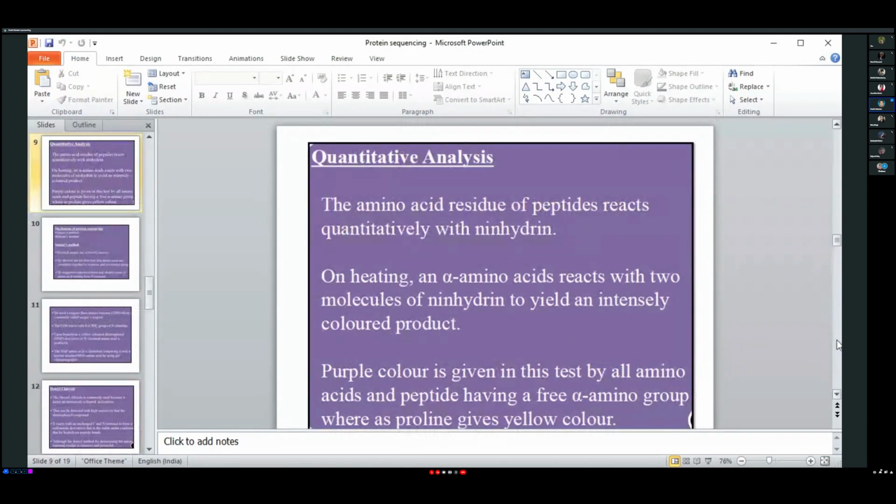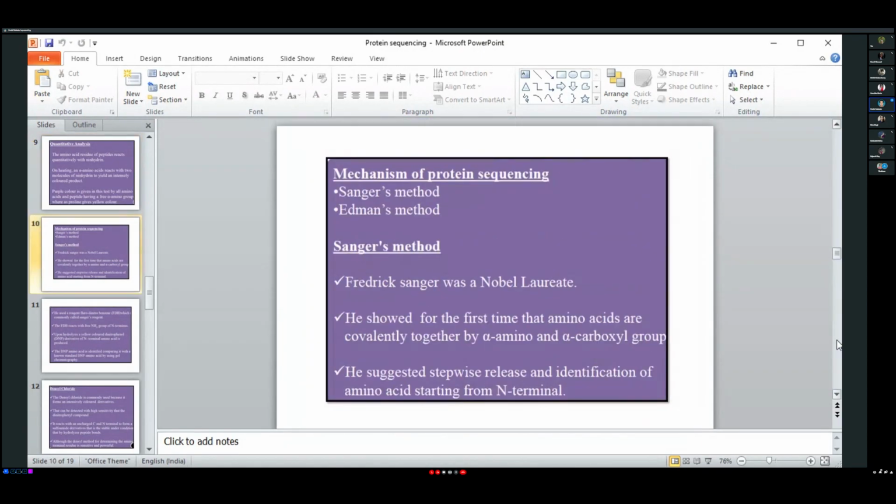And finally, each of the amino acids should react with ninhydrin, and the amount of product and the color specific to each amino acid can be observed. You can see a purplish color is observed with all amino acids, and with a peptide having a free alpha amino group, whereas proline gives you a yellow color. This is the basic framework that I have told you. Now let me discuss the mechanism of protein sequencing.